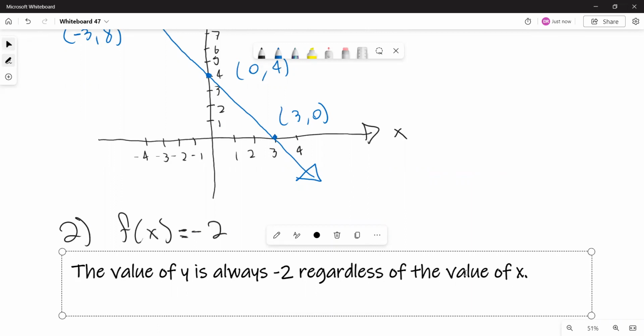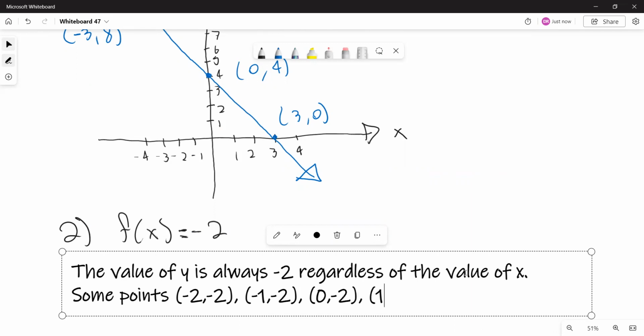Okay, so pick an x value, anything you want, and the y coordinate is going to be -2. Like f of 0 is -2, f of 1 is -2, f of 4 is -2, f of 50 is -2, or f of -25 is -2, and so on. So some points, since the value of y is always the same, we can list as many as we want, but some are (-2, -2), (-1, -2), (0, -2), (1, -2), and (2, -2).